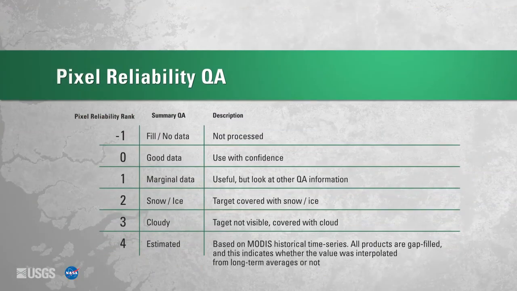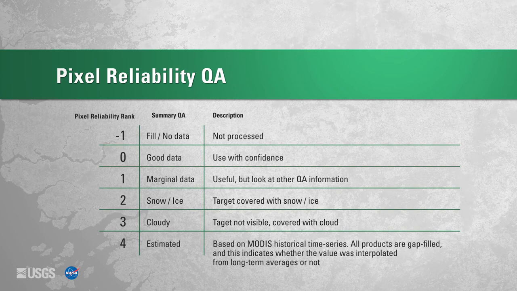The Pixel Reliability QA information does not require any post-processing unpacking of bits. Pixel reliability is an 8-bit integer that provides simple ranks that capture the overall pixel quality. Ranks -1 to 3 apply to all of the Vegetation Indices products. Rank 4 relates directly to the Vegetation Indices Climate Modeling Grid products.